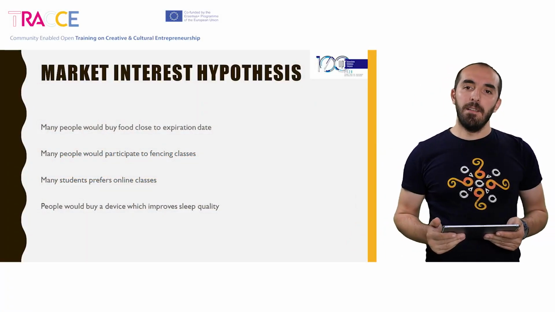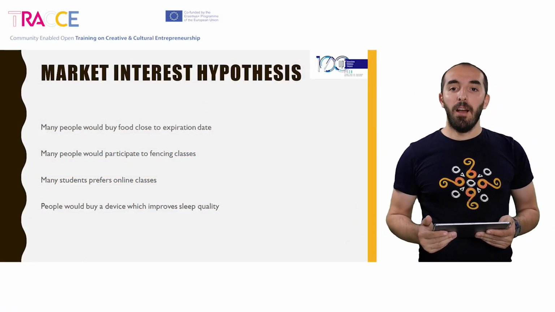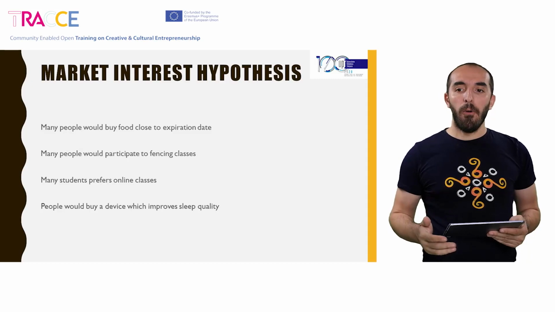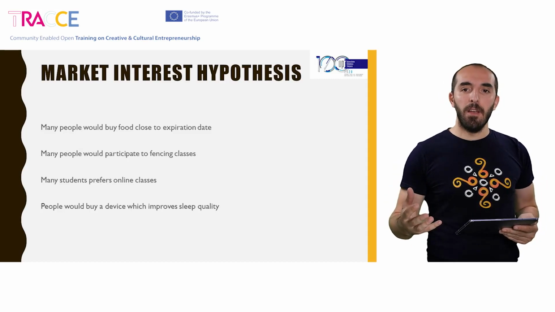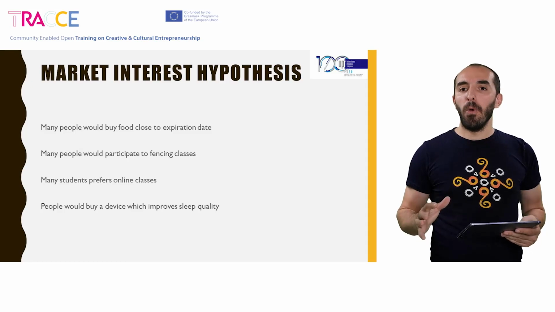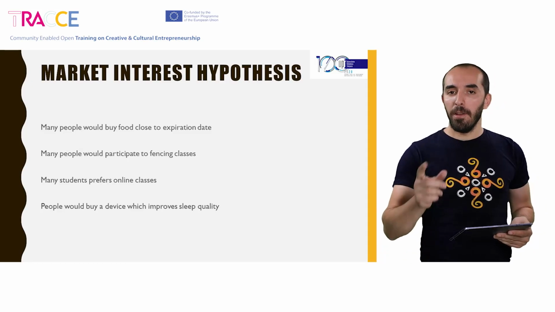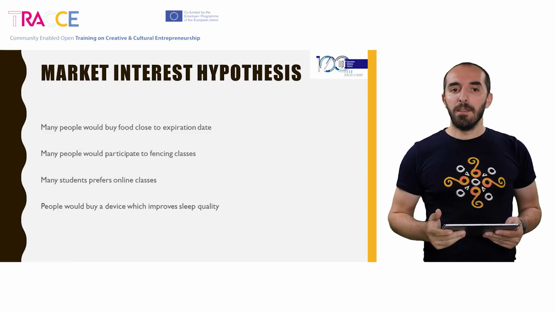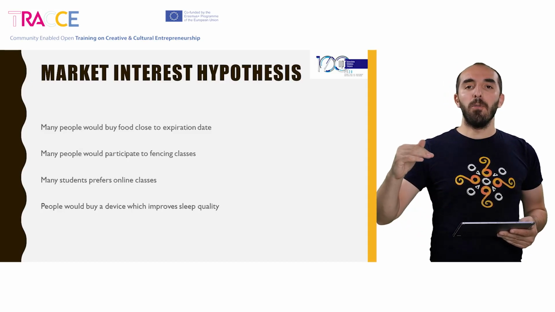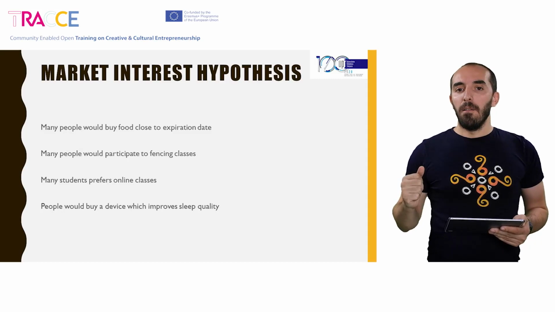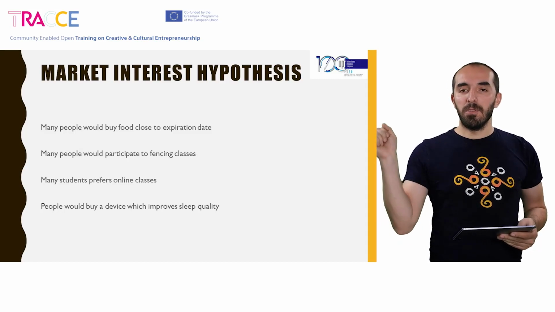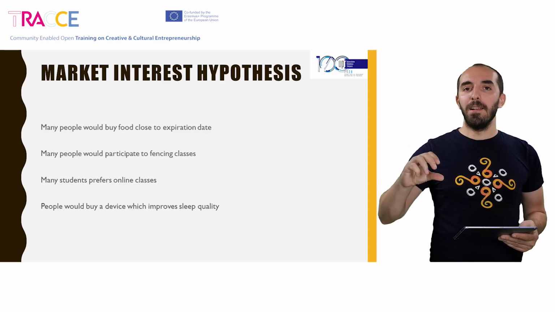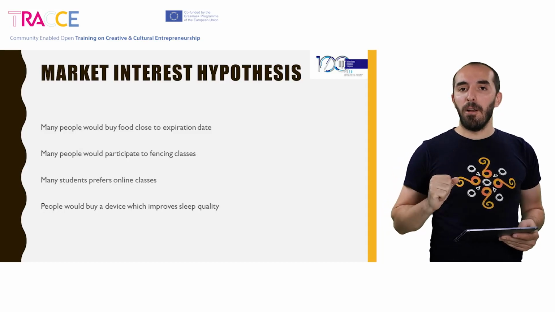Hello again. In the second part of this module, we will see how we can start to create hypotheses of the market need, how we can start to create assumptions based on different problems that we may see around us. For example, restaurants have a small problem with food that starts to be close to the expiration date. A lot of times they have to throw away almost very good food because they didn't manage to sell it in time. So this is a problem they have.